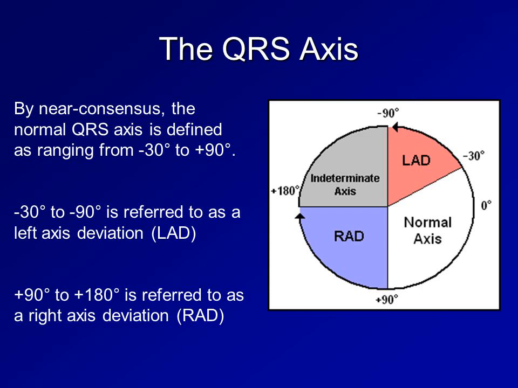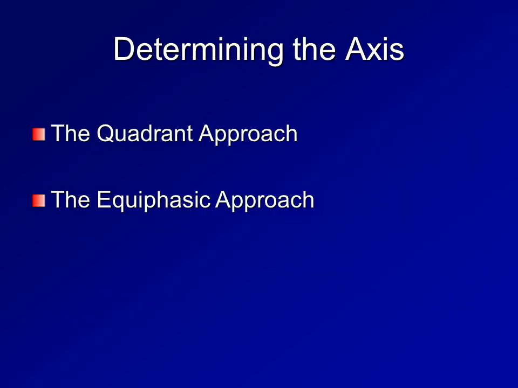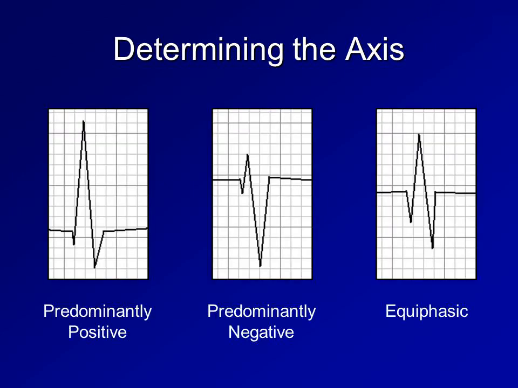-30 degrees to -90 degrees is referred to as a left axis deviation, LAD. +90 degrees to +180 degrees is referred to as a right axis deviation, RAD. Determining the axis: the quadrant approach, predominantly positive, predominantly negative, and the equiphasic approach.